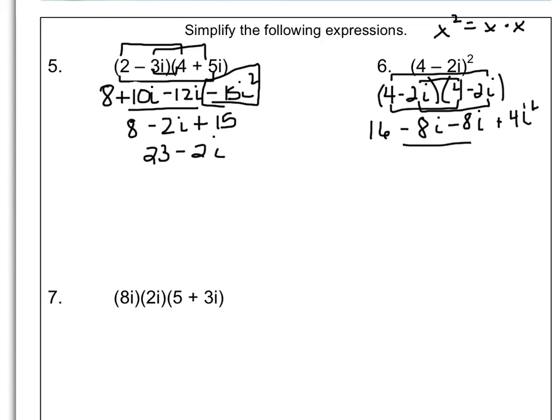So now I combine my like terms. So I've got 16 minus 16i, negative 8 and negative 8 is negative 16. And then minus 4. Again, this i squared changes this sign. Okay? So now 16 minus 4 is 12 minus 16i. Okay? All right, let's take a look here at the last problem then.